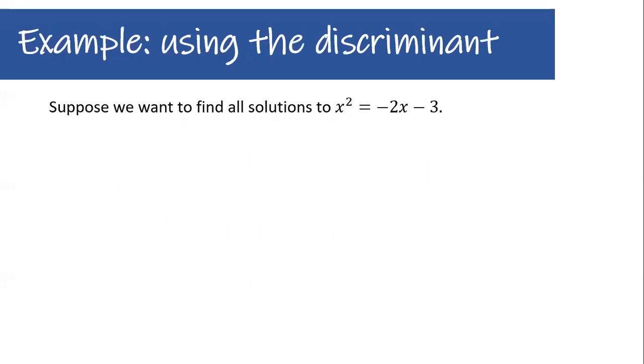Let's use the discriminant in an example. So let's say that we want to find all solutions to x squared equals negative 2x minus 3. Now remember, the first thing we need to do is have everything on one side of the equation or the other.